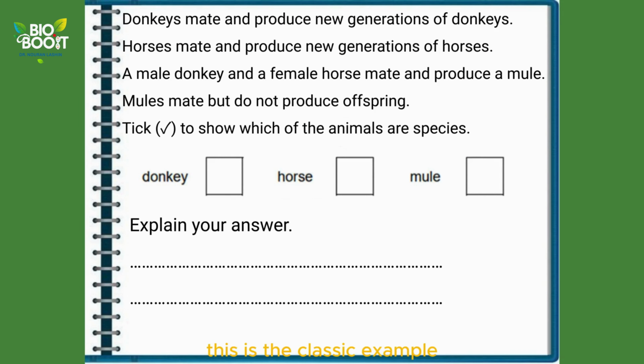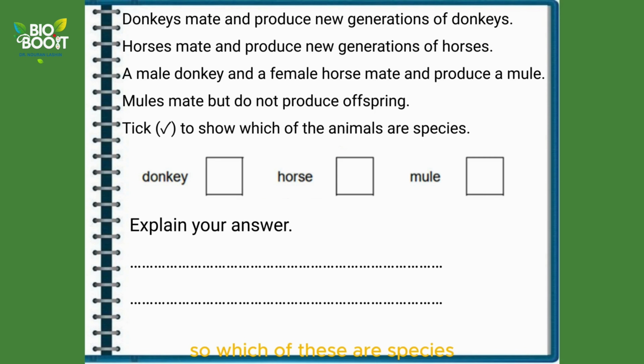This is the classic example that really makes the definition clear. Let's see what's happening. Donkeys breed with donkeys to make more donkeys. Horses breed with horses to make more horses. But when a donkey and a horse breed, they produce a mule. And here's the critical part. Mules mate but do not produce offspring. This means mules are infertile.